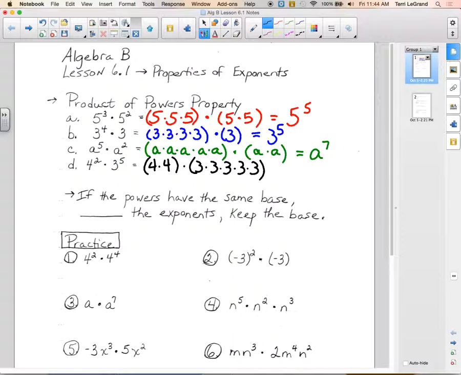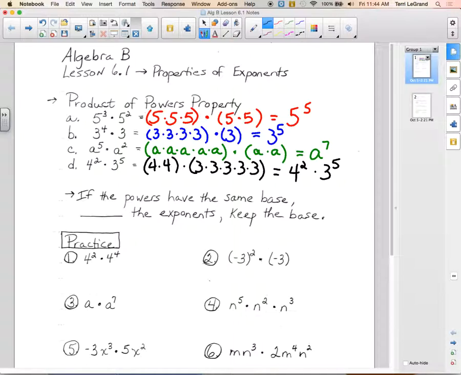No. Why not? Because they're two different variables. We got two different things that are the factors here. We got 4s and we got 3s. They're not the same thing. So you know what? We're just going back to the way it was: 4 squared times 3 to the fifth. That's as good as that one gets. We cannot simplify that anymore. We can't shortcut that one.